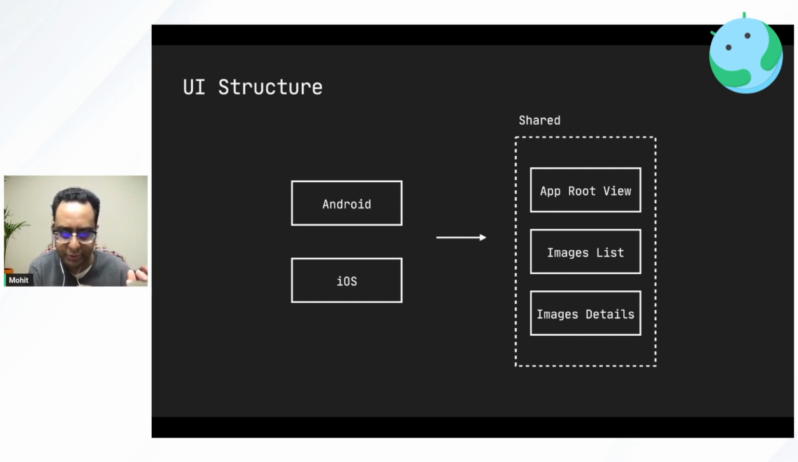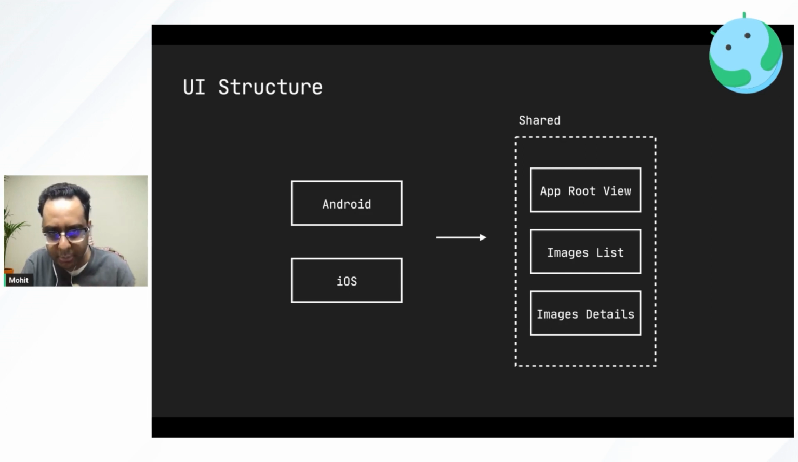I have the images list and the images details page that my Android and iOS apps are accessing. But how do you give data to these things? You would want to create a view model and use a repository. How do you go about doing that? There are different approaches you could take, where you could have the view models in these Android and iOS apps, or you could attempt to share them.